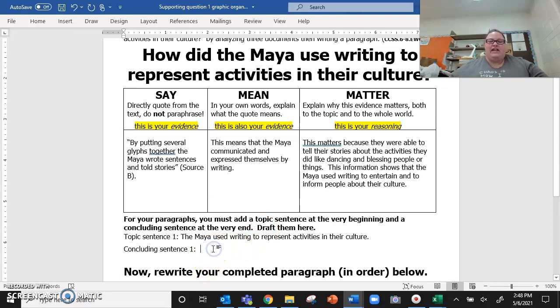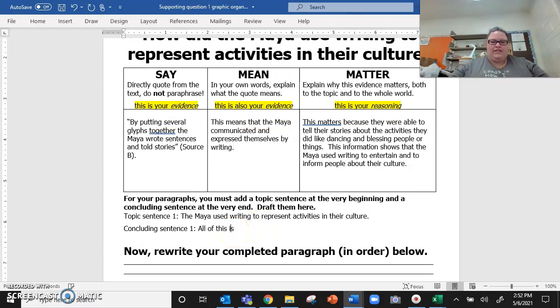So now, with the conclusion, we tie it up in a neat little bow. What is something that really drives home that Maya used writing to represent activities in their culture? Well, we could say, all of this is important because... Why is that all important? I get that the Maya lived a few hundred years ago. Are we really that different from the Maya today? No. We still tell stories. We still write. We still want to share, want to inform, and we want to entertain with our stories, right? We still represent our activities through our writing. We still have culture.